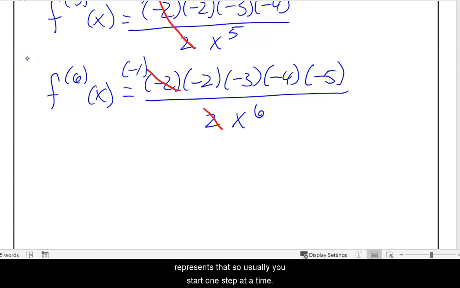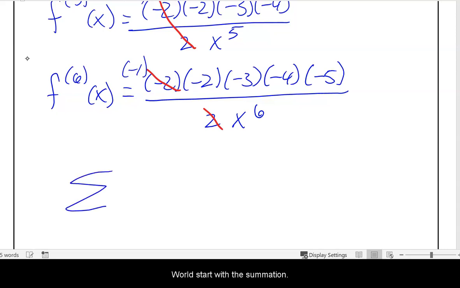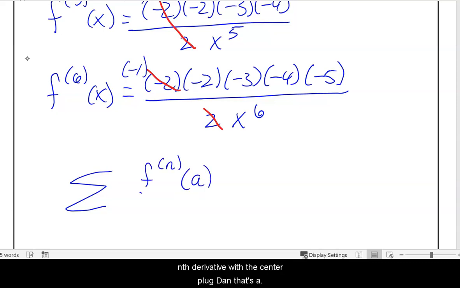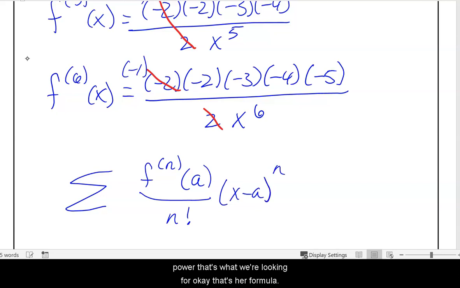So usually you start one step at a time. So we'll start with the summation. And remember that the formula that we're looking for is the nth derivative with the center plugged in, that's a, over n factorial times x minus the center to the nth power. That's what we're looking for. Okay, that's our formula.